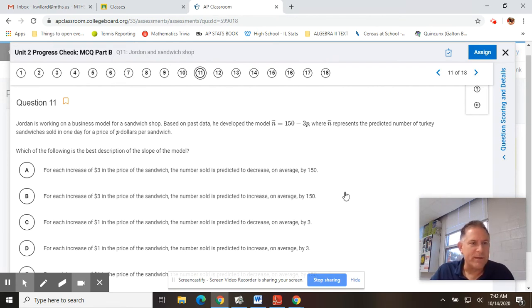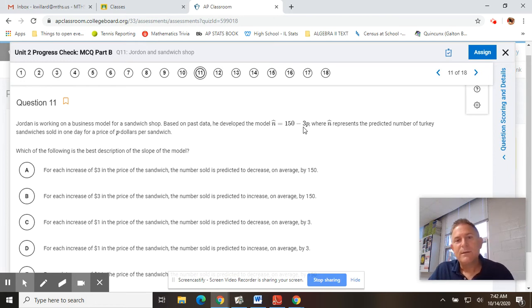Number 11. Jordan is working on a business model for a sandwich shop based on past data. There's your model: predicted number of turkey sandwiches sold for P dollars. All right, so it says, what's the best description of the slope? Well, the slope is -3.